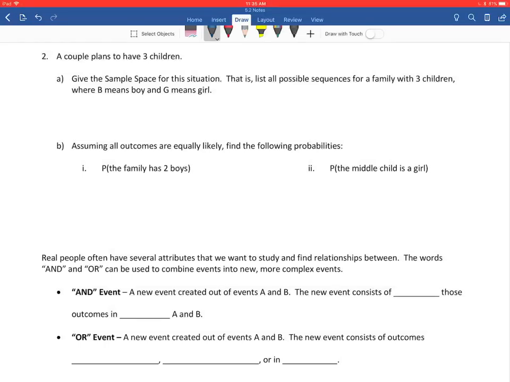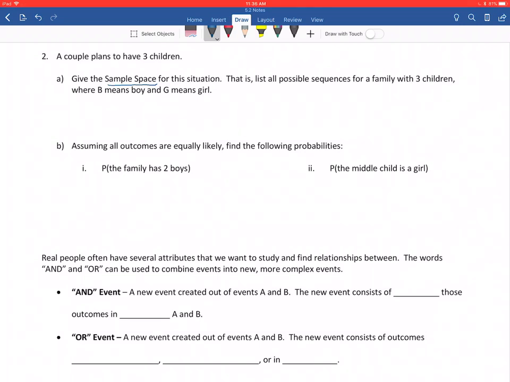Okay, let's continue with our section 5.2 notes. We have a couple planning to have 3 children in this case. First, it wants us to give the sample space for this situation. And what is a sample space? That's defined for us in the same sentence.